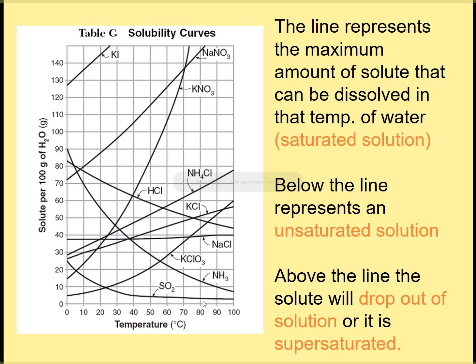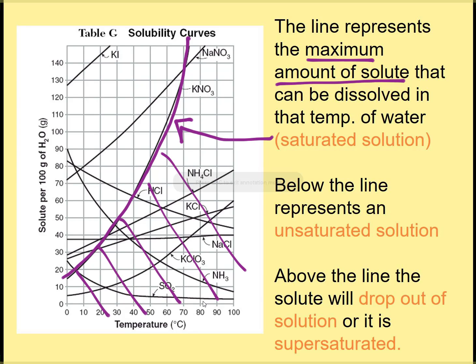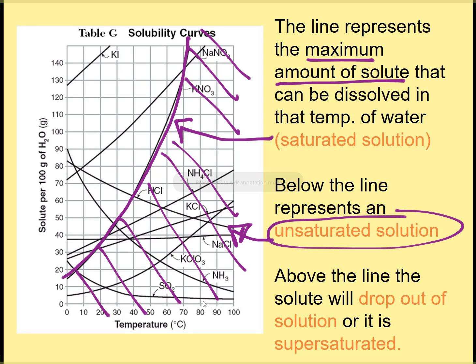Now each of these solubility lines represents the maximum amount of solute that can dissolve in that 100 grams of water. This line right here is what's known as the saturated solution line. Below the line represents an unsaturated solution. So under this line, that is your unsaturated solution. Notice there's a great area of unsaturated.